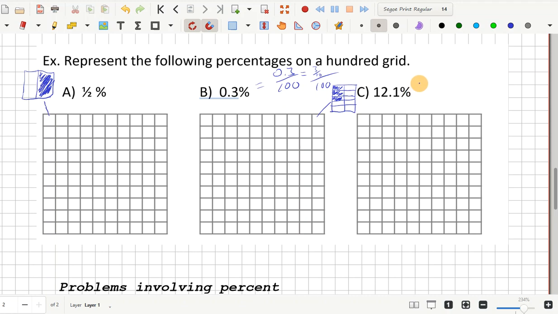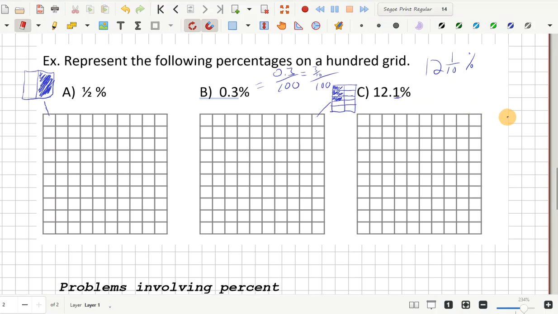Let's look at the next one, 12.1%. Sometimes you want to look at the decimal. What does that 0.1 mean? Well, it's 12 and 1/10%. So I guess I could have done that over there too, 0.3%. So this one's 12 and 0.1%. So the same thing, I'm going to take one box.